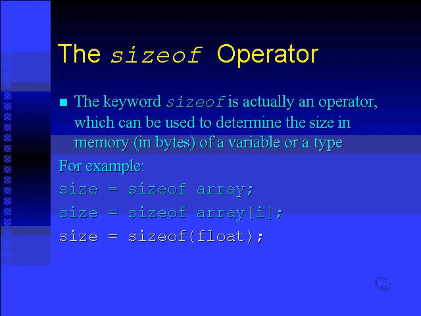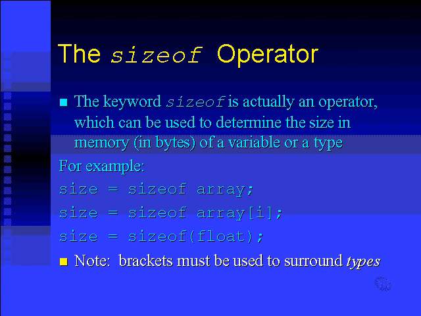You can even find out the size of a type. You can just say sizeof float. But it's somewhat special. If you use that particular notation, if you're trying to find out not the size of a variable, but the size of a type, then you must use brackets to surround the type name. Why that is, well, it's a compiler issue, and if you think about it, you'll see why that might be. Anyway, let's go and have a look at some examples of the sizeof operator.